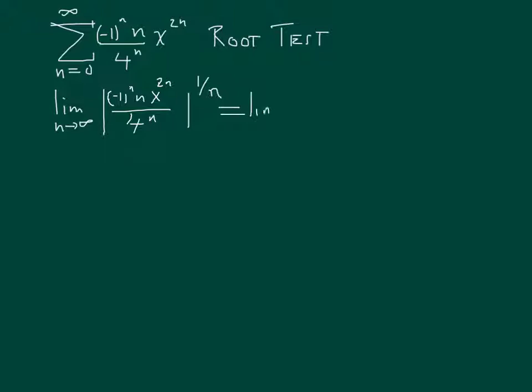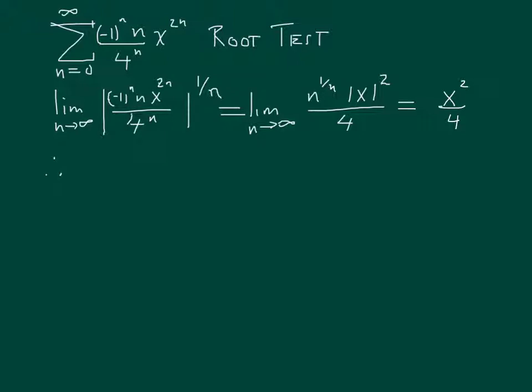Simplifying inside the limit, we find that this becomes the nth root of n, absolute value of x squared, so the absolute value there is really irrelevant, divided by 4. We've learned that the nth root of n approaches 1 as n goes to infinity, so this limit is x squared over 4.